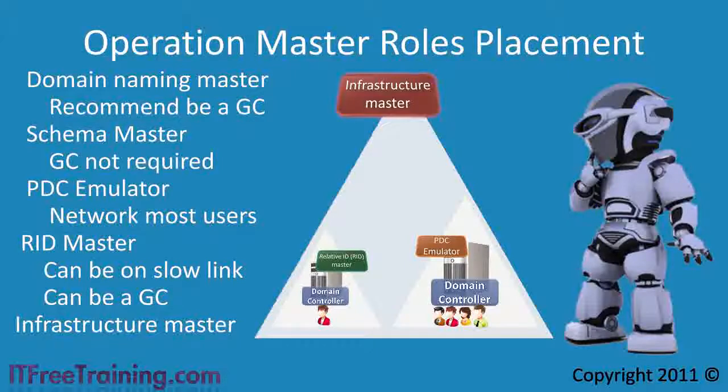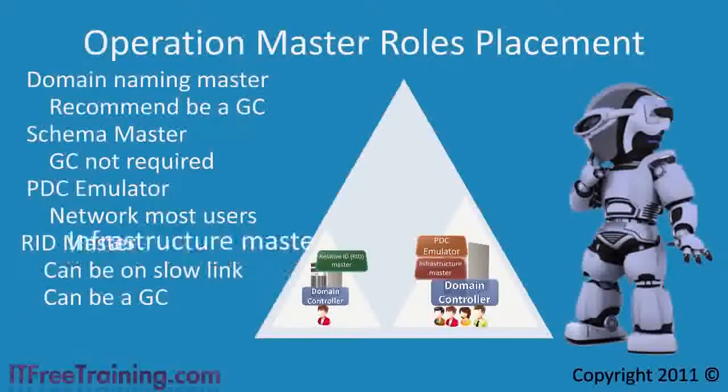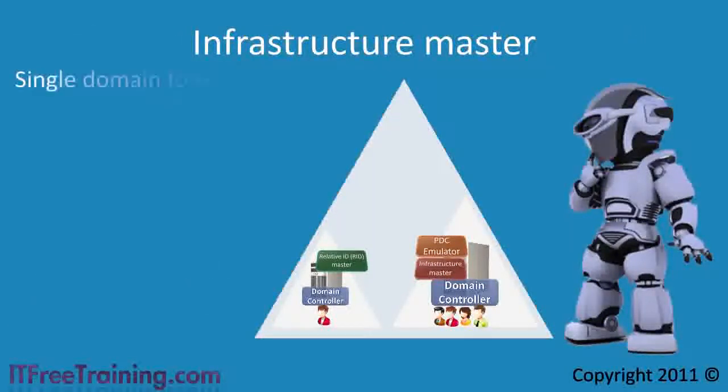If there is only one forest and one domain, the placement of the infrastructure master role is not that important, since you won't have any cross-domain objects to keep track of. You can make this domain controller a global catalog server, or leave it as just a domain controller in a single domain environment. When you have a multi-domain environment, the infrastructure master role becomes more important, since there are multi-domain objects to keep track of.